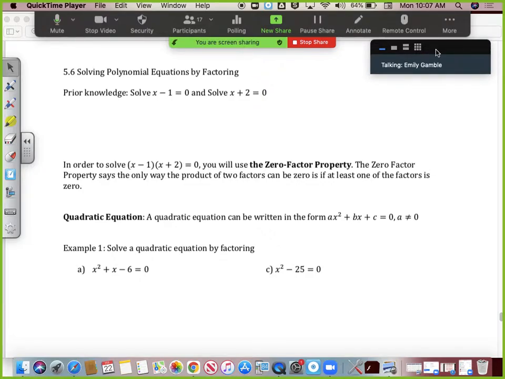All right, in section 5.6, we are solving polynomial equations by factoring. So in this section, what we are actually doing is taking a trinomial, in most cases, and factoring it so that we can actually solve a quadratic equation. Now what's confusing is we didn't really go over what a quadratic function is, but a quadratic function has an x to the squared power, x to the second power, and then an x and then a plain number.